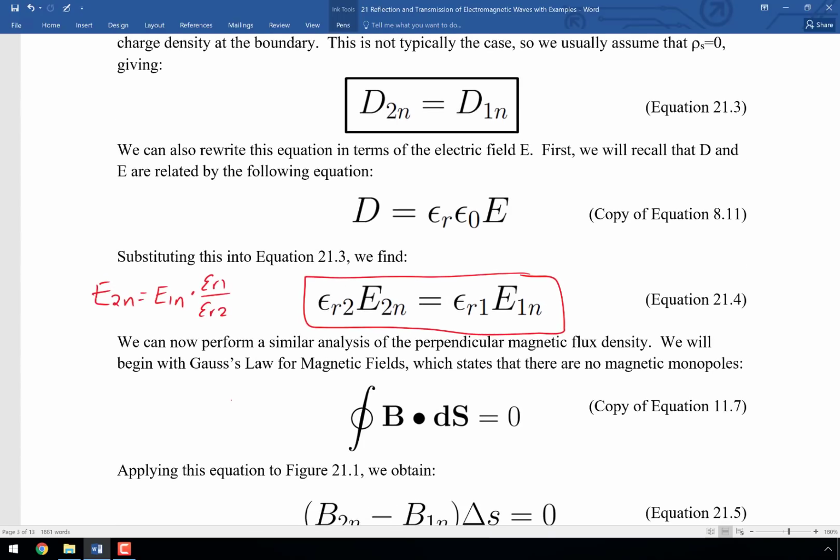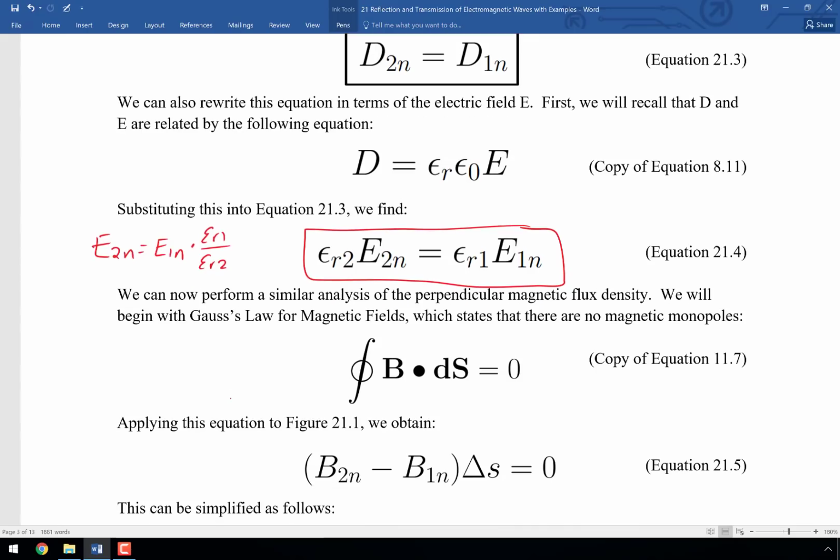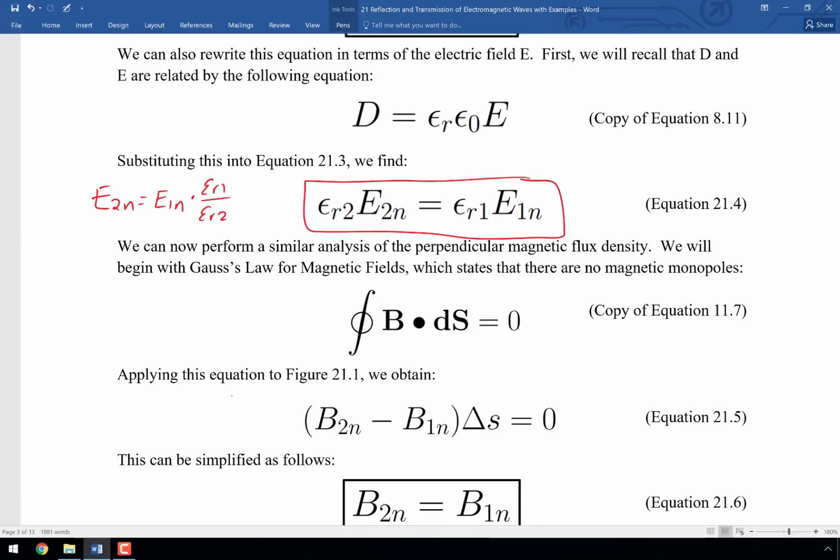Now we're going to take Gauss's law for magnetic fields, which is just to say no magnetic monopoles. So we understand that's from chapter 11. I always like to recopy these equations so you don't have to go back and look at them, but I also want you to know I didn't just pull this out of the air. We proved and/or demonstrated and/or assumed this equation way back in the previous chapter. So we can do the same analysis here.